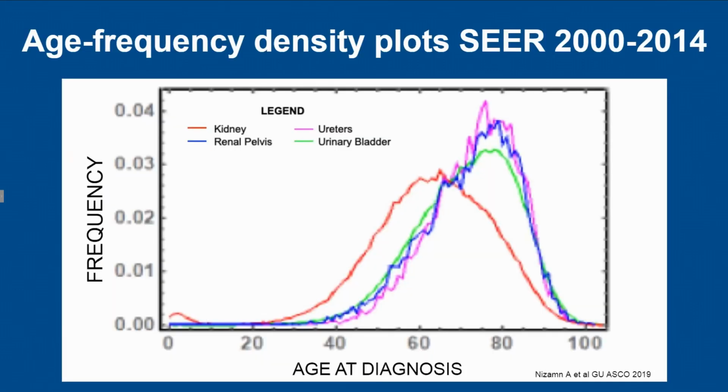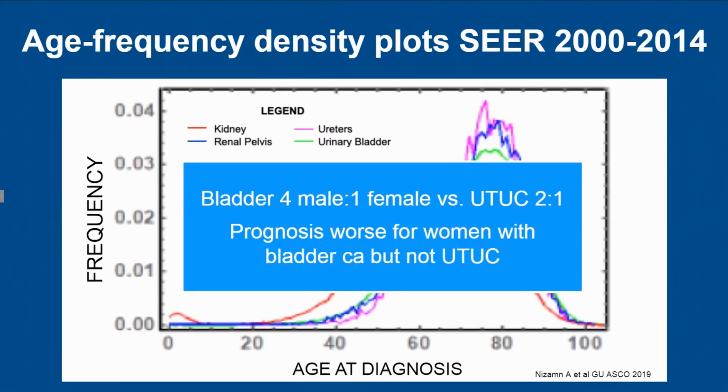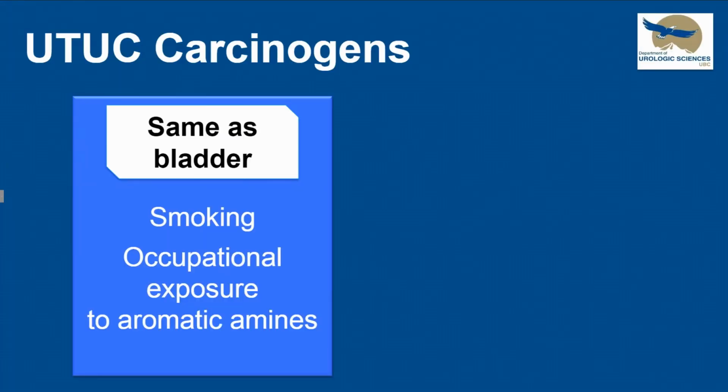What about epidemiology? So we see that the peak age for upper tract urothelial carcinoma is the same as for bladder and is quite different for kidney, which speaks to them having common foundations. Interestingly, bladder, as we know, is more common in men at a ratio of 4 to 1, yet is only 2 to 1 for upper tract. And the prognosis for bladder cancer is worse for women, but not necessarily for upper tract. So there are some key differences there.